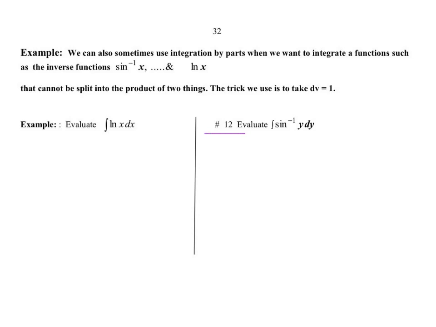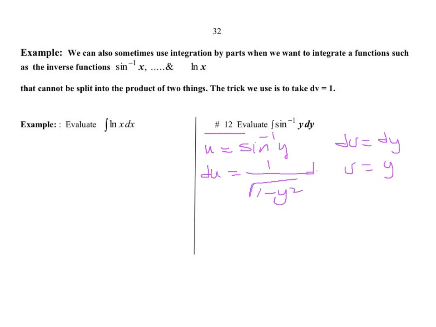Number 12, integration of sin⁻¹ y. Integration by parts can also be used to integrate inverse functions like sine inverse, cosine inverse or tan inverse. Again, here we don't have a product, but we take u as sin⁻¹ y and dv as 1 dy. Then du is 1 divided by the square root of 1 minus y squared dy, and v is equal to y. So that's the rule, uv minus the integration of v du.